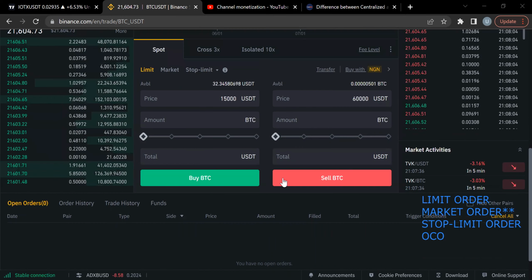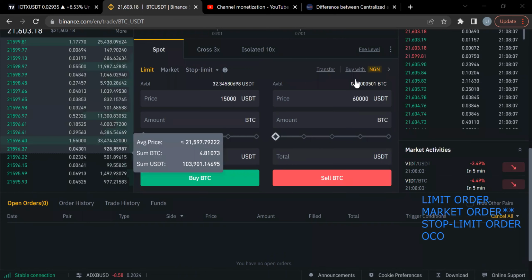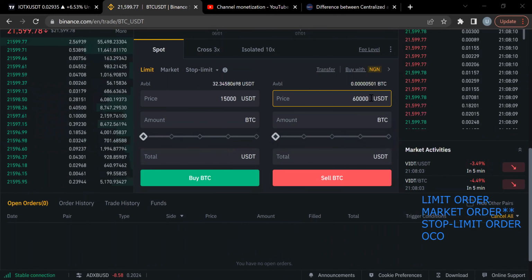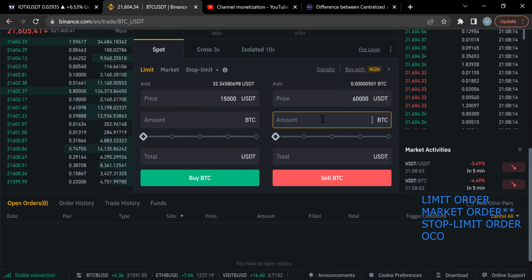Now, the same thing with Bitcoin. I have Bitcoin in my wallet now. I can put that I want to sell it at $60. So let's say I have like 0.5 Bitcoin.